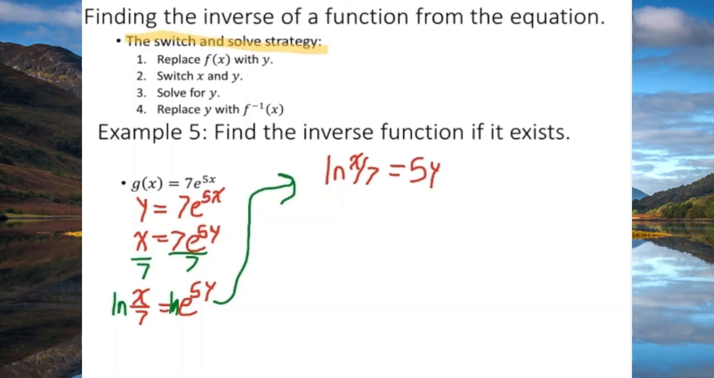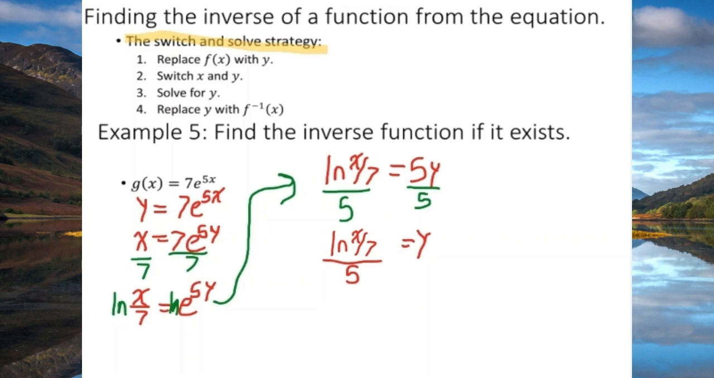If you recall from college algebra, the natural log of a number represents the power that we have to raise e to obtain that value. So e to what power gives us e to the 5y? That would be 5y. Now that we've gotten rid of e, we can finish solving by dividing both sides by 5. And we get y equals natural log of x over 7 all over 5.